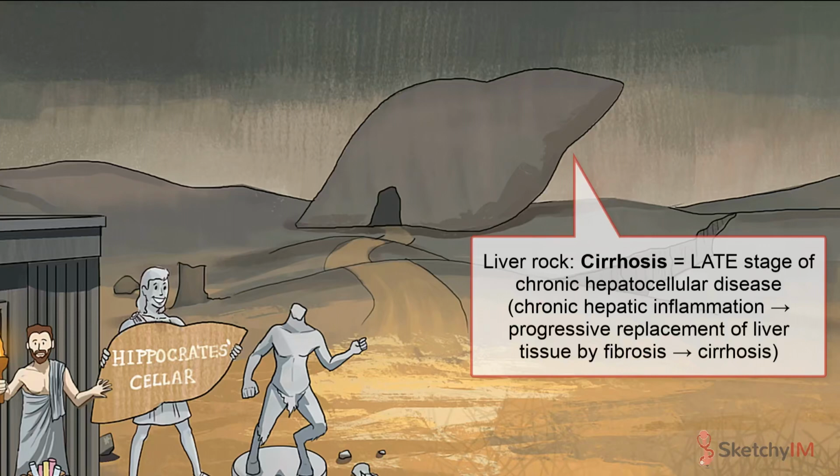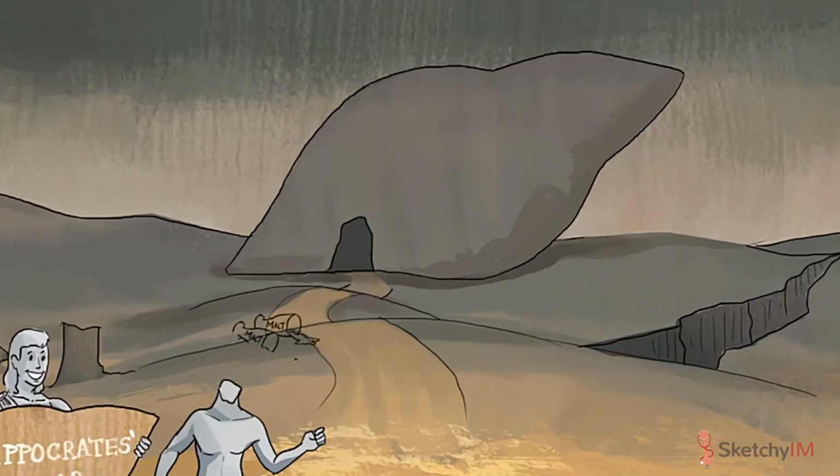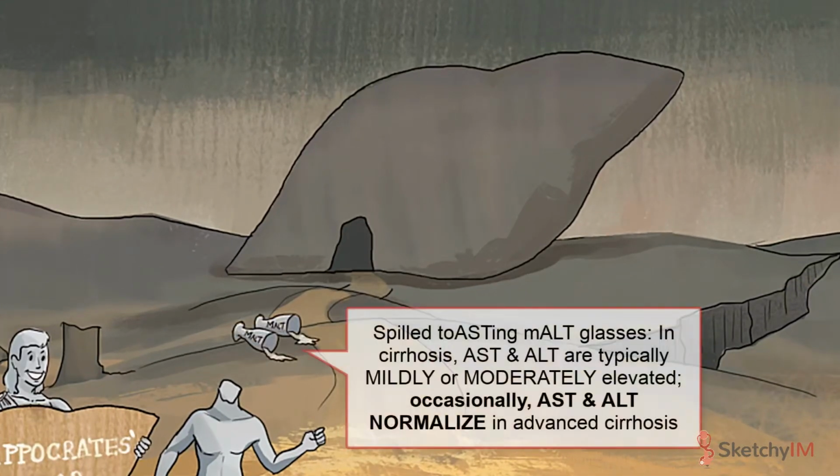Chronic cholestasis can also cause cirrhosis, but we'll come back to that in a bit. We devote 2 videos to cirrhosis later in this chapter, so for now, we'll just hit the highlights. When chronic hepatocellular disease progresses to cirrhosis, labs typically continue to exhibit a hepatocellular pattern. Most of the time, AST and ALT are mild or moderately elevated, just as in early disease. Occasionally, AST and ALT normalize in advanced cirrhosis.